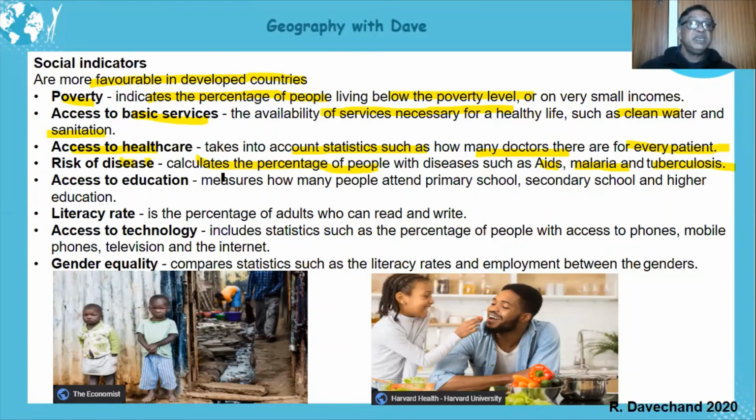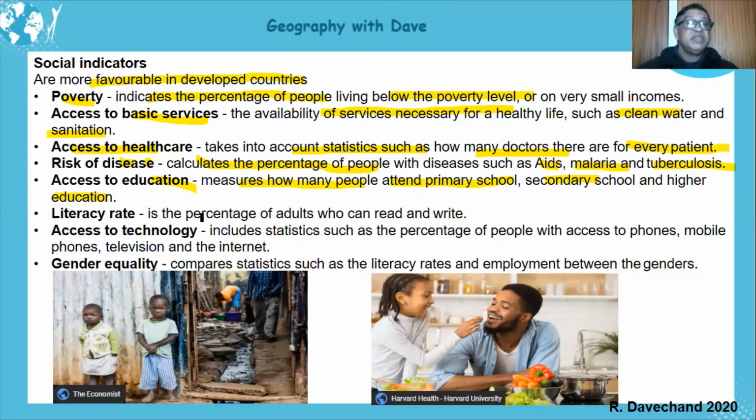Access to education measures how many people attend primary school, secondary school, and higher education. And you'll find as you move up, the LEDCs have a far lower percentage of people attending education, whether it's higher education, secondary school, etc., compared to the MEDCs. So their development is affected because you don't have a proper education. You can't get into a proper job. You lack necessary skills. Not that you're not intelligent, but these are things that affect your development.